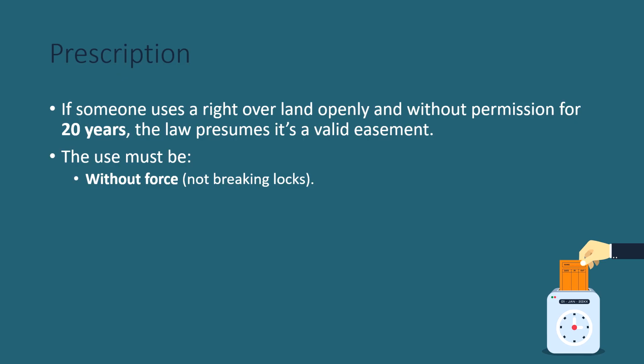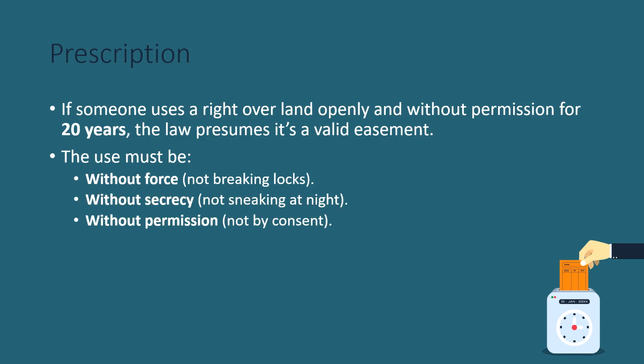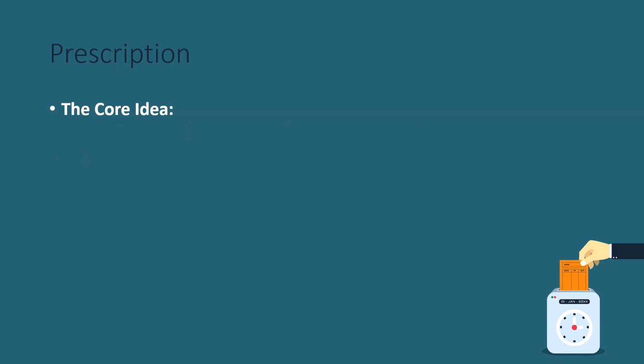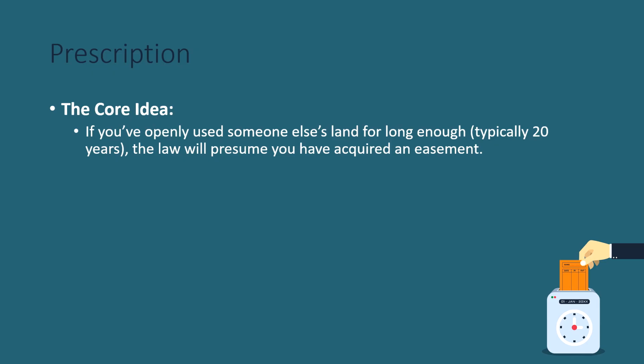And there are 3 requirements, which are: it must be without force, it must be without secrecy, and it must be without permission. And sometimes people use the Latin terms for it, so nec vi, nec clam, and nec precario. But you should be alright to just use the English terms, so no force, no secrecy, no permission. So let's step back a bit and look at everything in more detail and explain what is actually meant here.